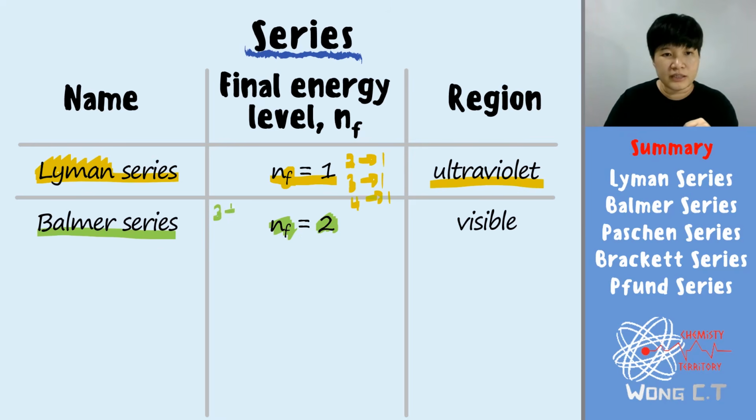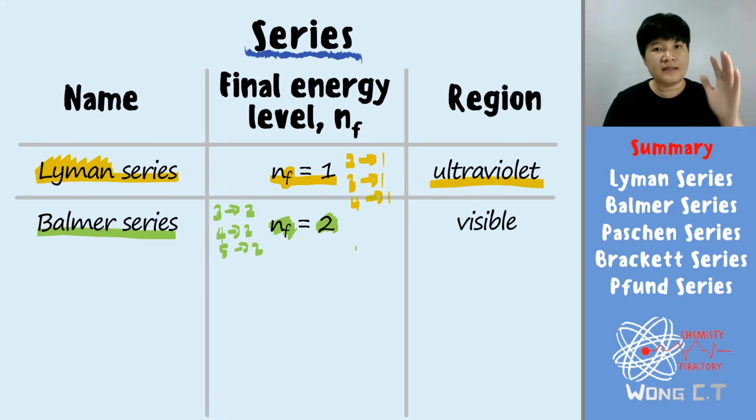You can have 3 to 2, 4 to 2, 5 to 2, and so on. Okay? So everything must drop to n equals 2, and during the transition, light will be produced. The wavelength of all the light will fall within the visible region. Visible region is the light that you can see, the colors that you can see: red, blue, yellow, green, purple, all that is within the visible region.